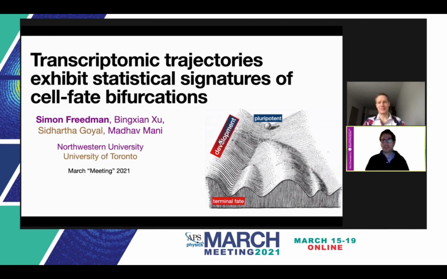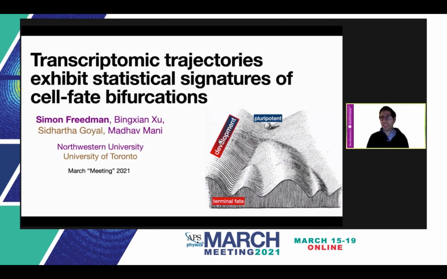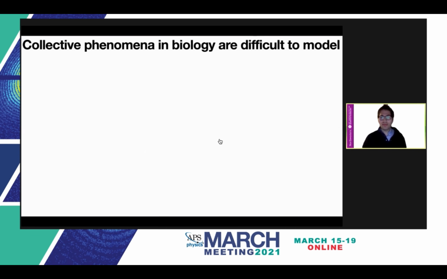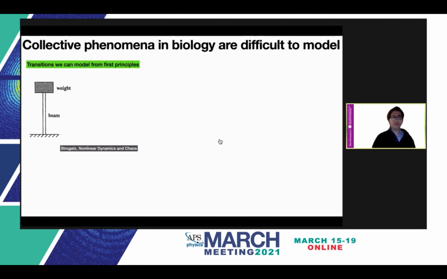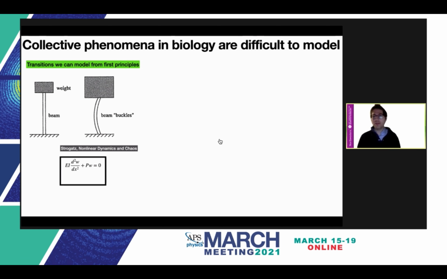So I'm going to be talking about this central question in developmental biology of how cells change state, make fate decisions, going from pluripotent to some terminal fate. And these state transitions are a lot easier to think about in physics, right? You have some beam with a weight on it, you increase the weight on the beam and the beam buckles, you get some new state. You can write down a differential equation, you can find some critical parameter that is controlling the system.